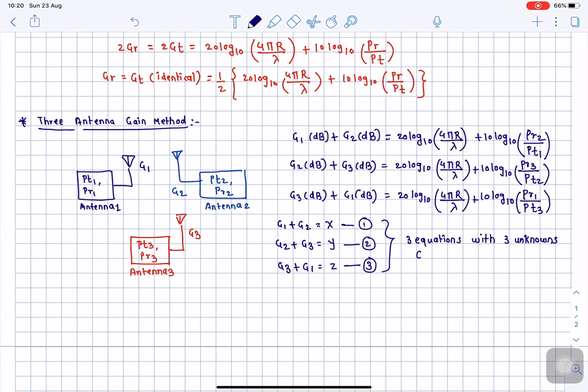So the unknowns are g1, g2 and g3. So we have a set of three equations with three unknowns. Now we can solve these three equations simultaneously. So here I write, solve the above three equations simultaneously.